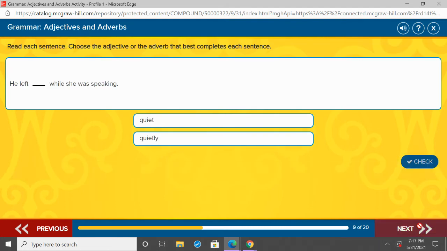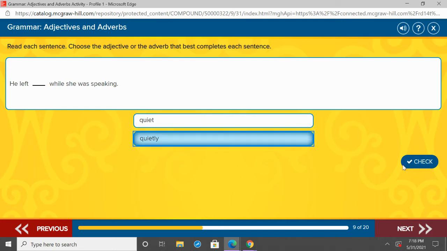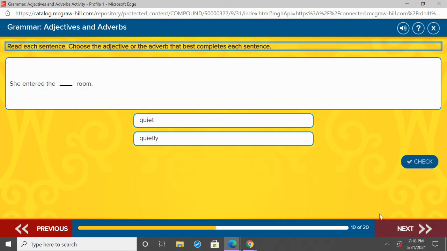Excellent work. He left blank while she was speaking. He left quiet while she was speaking, or he left quietly while she was speaking. Again, what are we describing? Yell it out. We're describing how he what? Yeah, how he left. Would that be a verb or a noun? It would be a verb. How'd he leave? He left quietly. Fantastic.